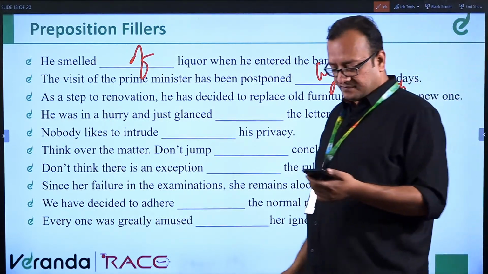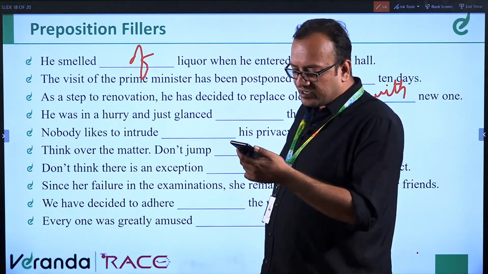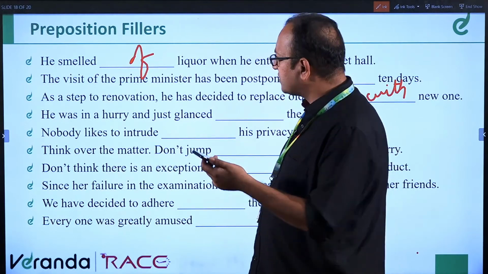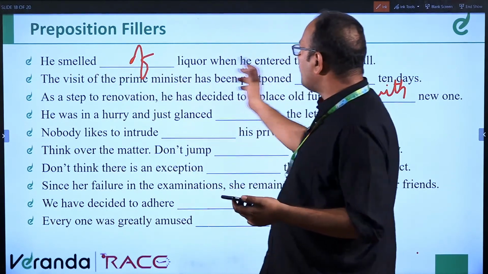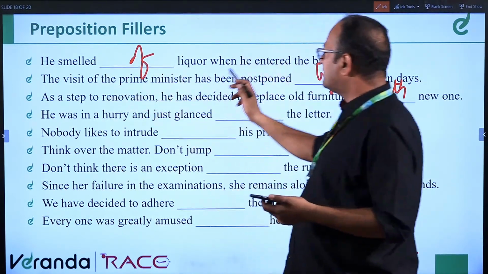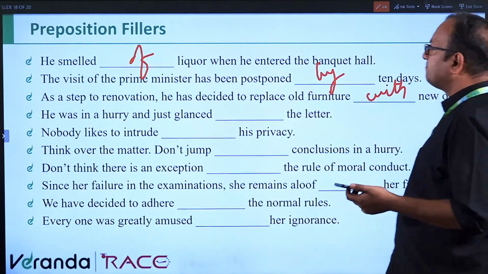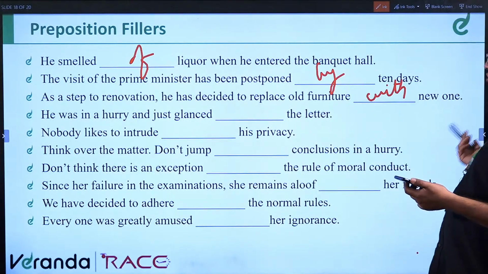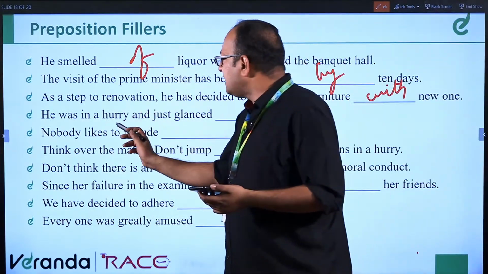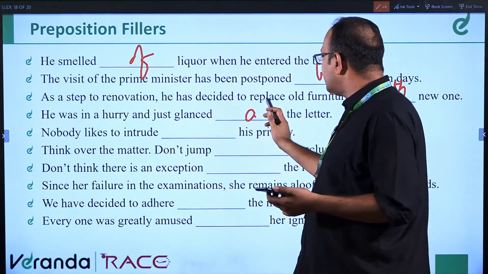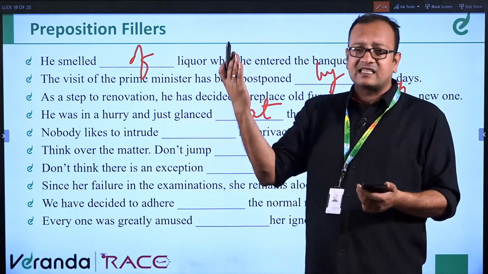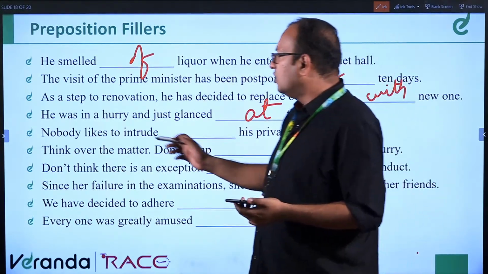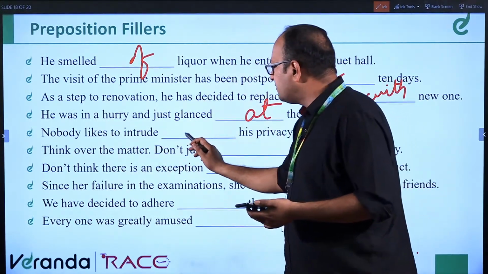With new one. Okay, Sarkar Shankar, I hope your question is answered, right? Which question are you saying, Pratibha? First question. He smelled of liquor. The visit of Prime Minister has been postponed by 10 days. As a step to renovation, he has decided to replace old furniture with new one. He was in a hurry and just glanced at the letter, glancing at something, okay? Just having a brief look at that thing. Nobody likes to intrude into his privacy.